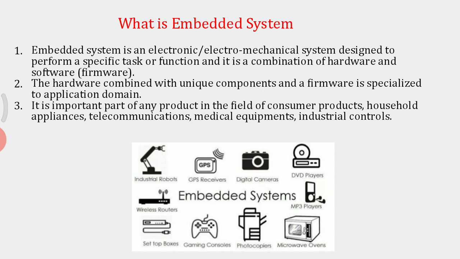For example, in the figure below, we can see that embedded systems are used in industrial robotics and GPS receivers. The digital camera is also an embedded system, as are DVD players, wireless routers, photocopiers, game consoles, and many other devices and systems.